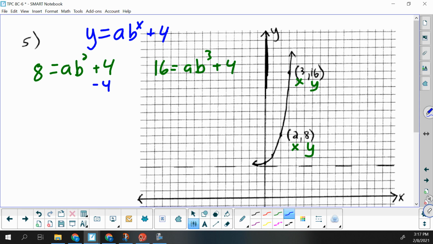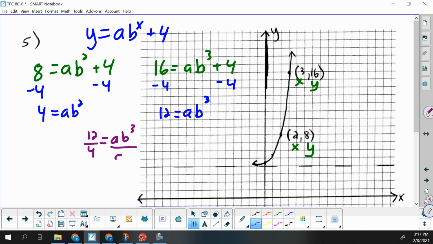Always do your adding and subtracting first. So this will give us 4 equals ab squared. And when we subtract the other 4, we'll get 12 is equal to ab cubed. Divide your equations with the bigger exponent equation on top. For me, that's the right-hand equation. So I'll have 12 over 4 is equal to ab cubed over ab squared.